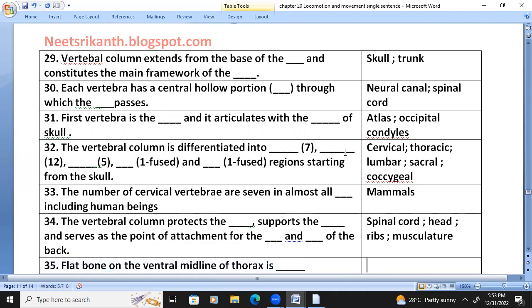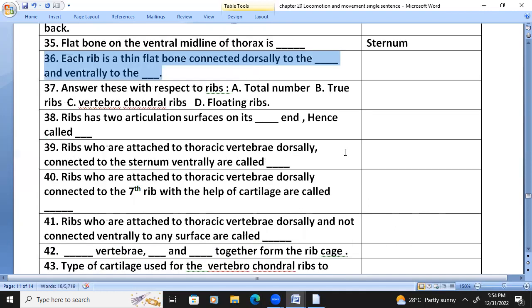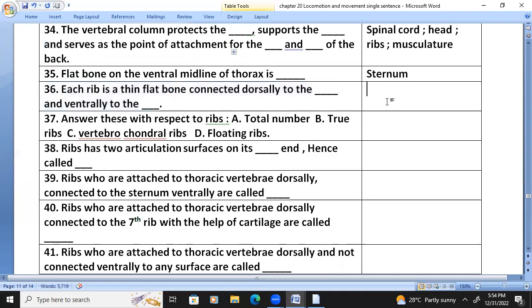Flat bone on the ventral midline of the thorax is sternum. Each rib is a thin flat bone connected dorsally to the vertebral column and ventrally to the sternum. Answer these with respect to ribs. A. Total number of ribs are 12 pairs. B. True ribs: first 7 pairs are said to be true ribs.